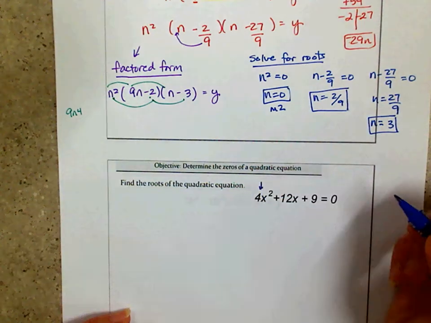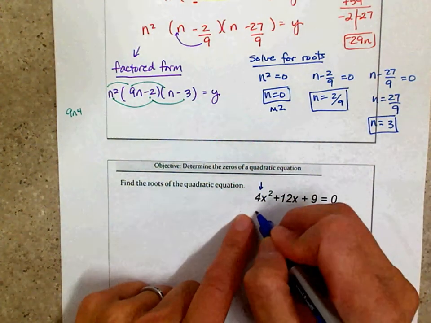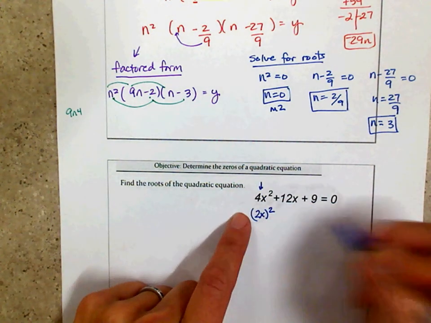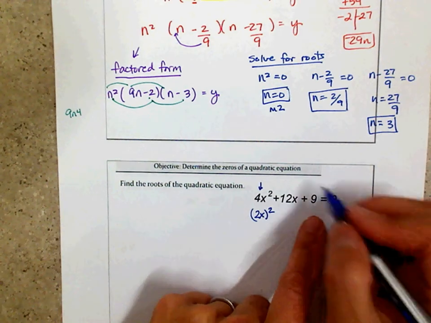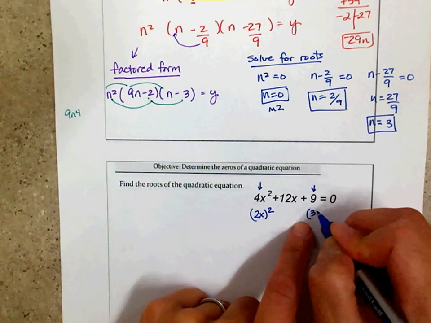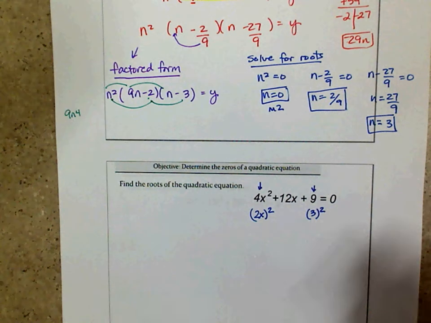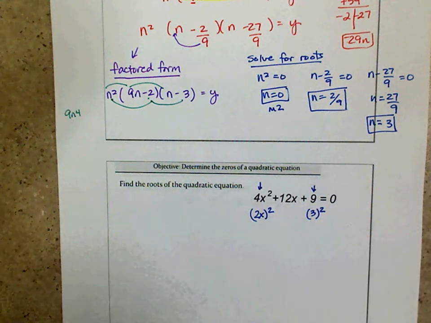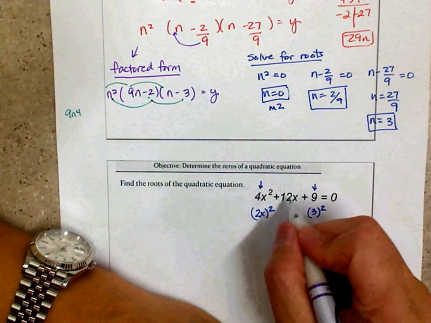2x squared. 9. What's the square root of 9? Square root of 3 squared, correct? All right, now I want you guys to think about that middle term. It is not a minus. If it was a minus, you would have a plus or minus, and you would have had 2 terms. This is a 12. What is 2 times 3? That is 6x.